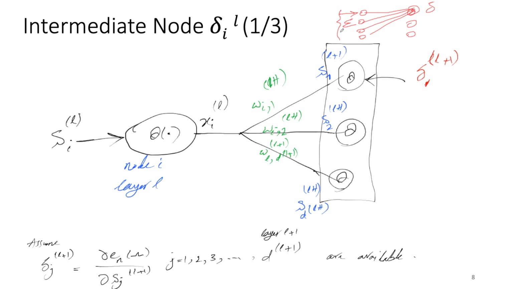So now assume your delta is available. You got it from the last layer, and you have this value coming from there. Now you have the delta for layer L plus 1, and you want to come back to the rest, right? So now what we're going to do.